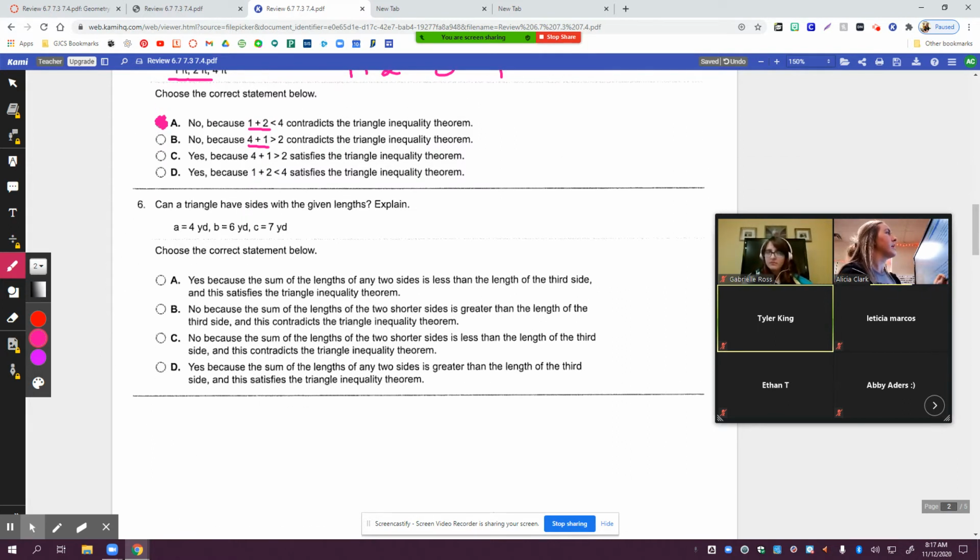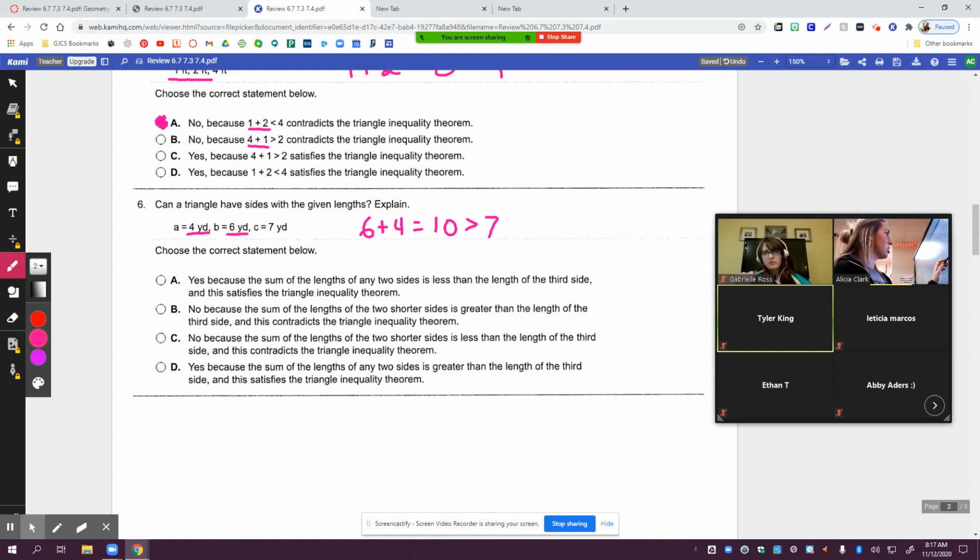Okay, same thing for 6. Okay, I have 4, 6, and 7. 4 and 6 are the smallest. So I'm going to add those and that gives me 10. Okay, that is bigger than the third side, the longest side, which is 7. So this is going to make a triangle, so you're either looking at A or D.